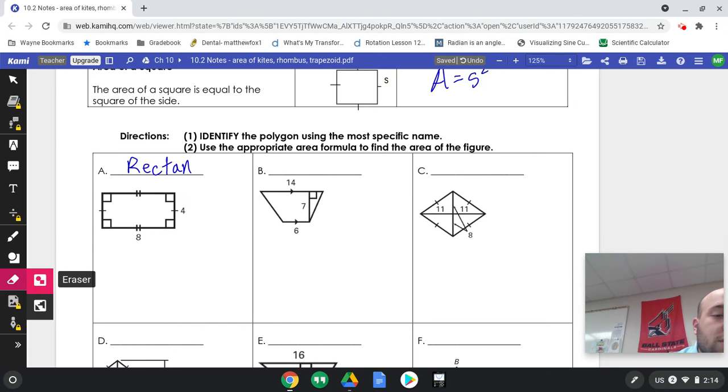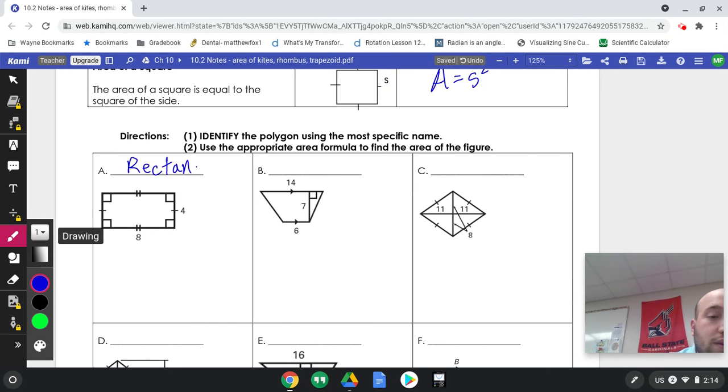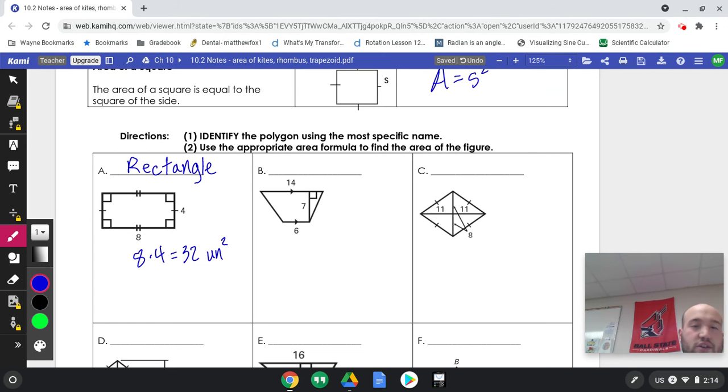Oops, it's supposed to be a G. So 8 times 4. Now this time there's no units, so we're just going to say 32. I'm going to put UN for units squared. Okay, our next one. See, we have one set of parallel sides. Hopefully you can see this is a trapezoid.